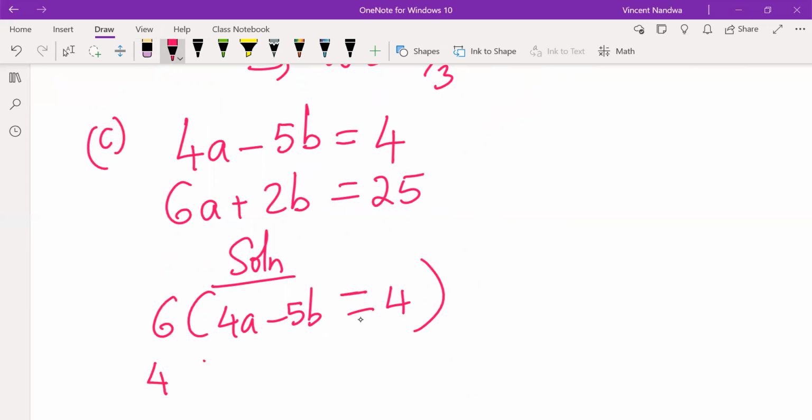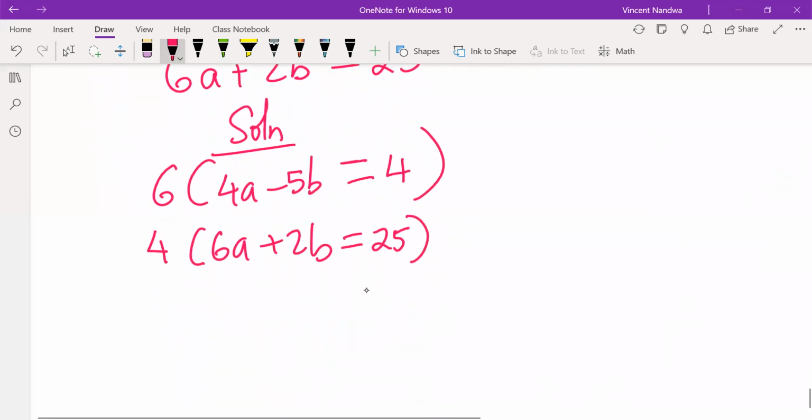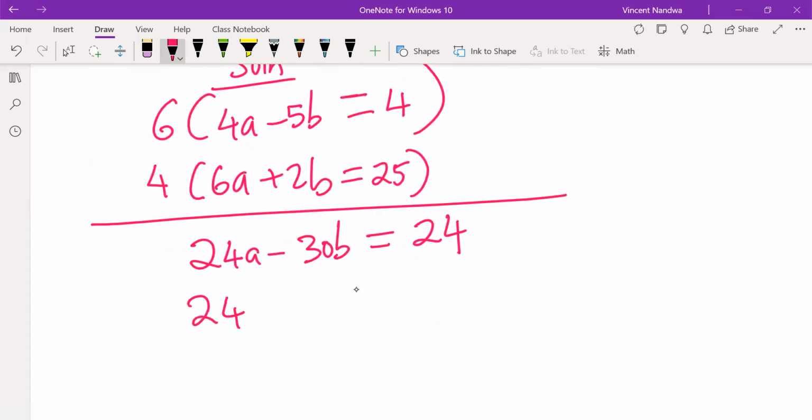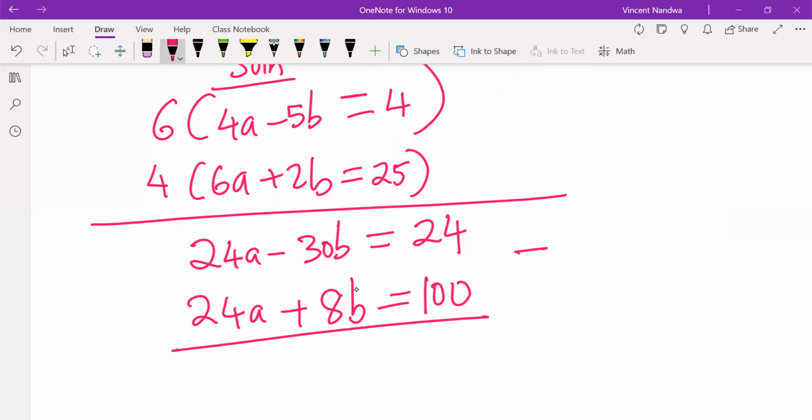And then 4 into 6A plus 2B equals 25. Now this, we get 6 by 4 is 24A minus 30B equals 24. And then this other one will be 24A plus 8B. 4 by 25 is 100. Now you subtract. 24A minus 24A is 0, minus 30B minus 8B is minus 38B.